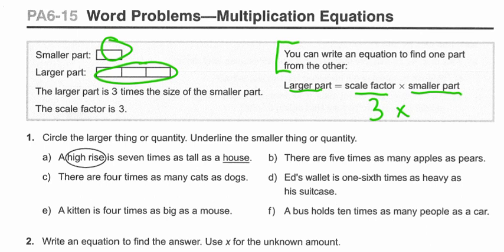A high-rise is 7 times as tall as a house. So it says underline the smaller thing or quantity. And in this one we're seeing it 7 times, so you'd go 7 times house equals high-rise. Okay? There are 4 times as many cats as dogs. So in this case the smaller one is dogs and the cats is 4 times as many. E, a kitten is 4 times as big as a mouse. So mouse is the smaller quantity, kitten is the larger one. Okay, so do B, D, and F, and let's move on.